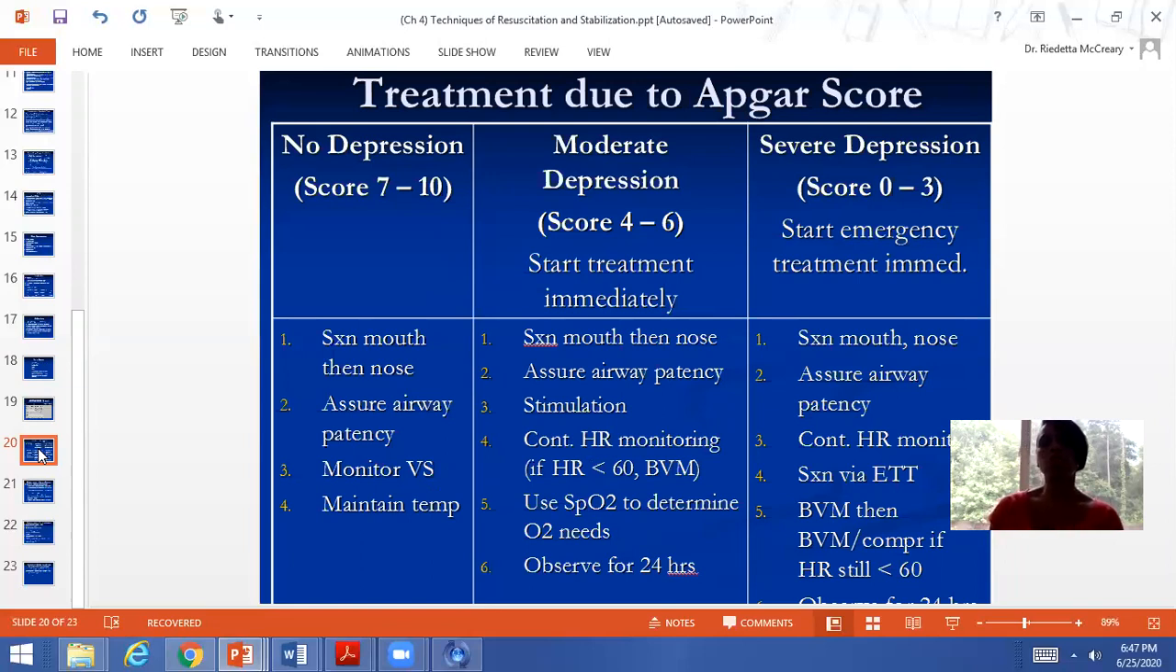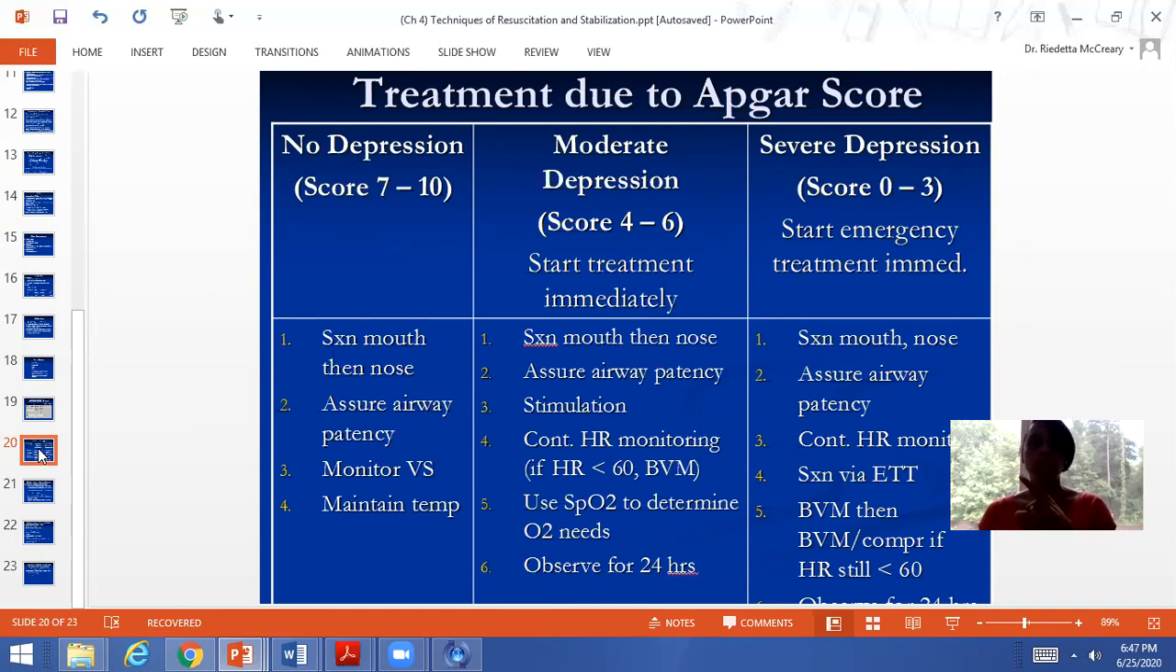Moderate depression, a score between 4 to 6. You're going to start treatment immediately. By the way, these ranges can be different depending on your clinical site. So at your clinical site, maybe the non-depressed stage is 8 to 10, and the moderate depression stage is 7 to 5 or something like that. So it really depends on your facility. These ranges that I'm giving you are for the NBRC hospital. So for test purposes, these are the ones you need to remember.